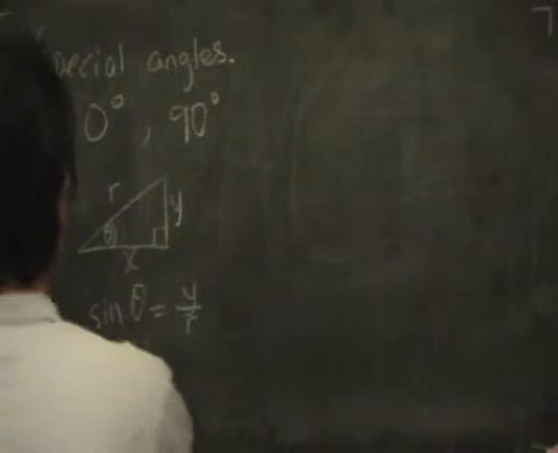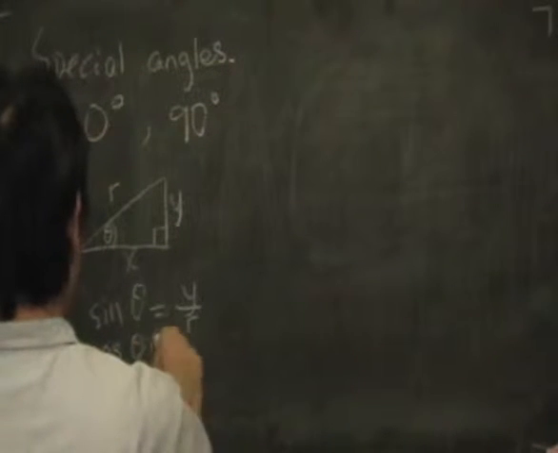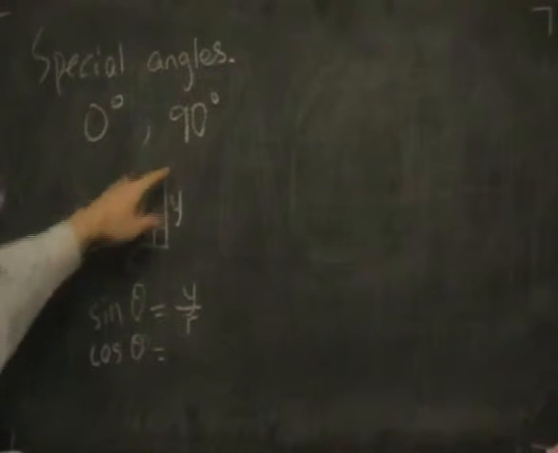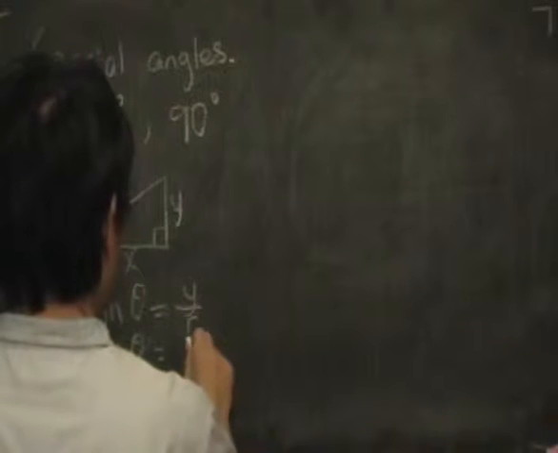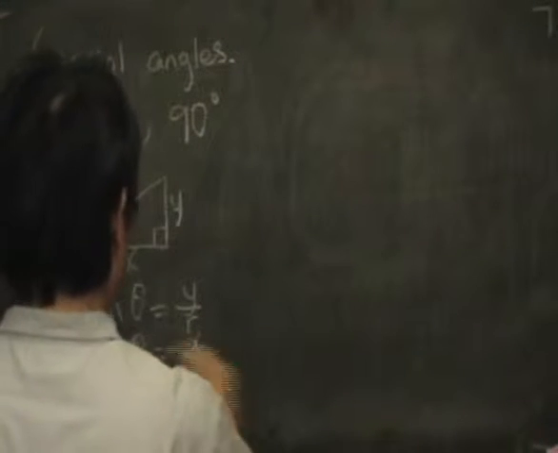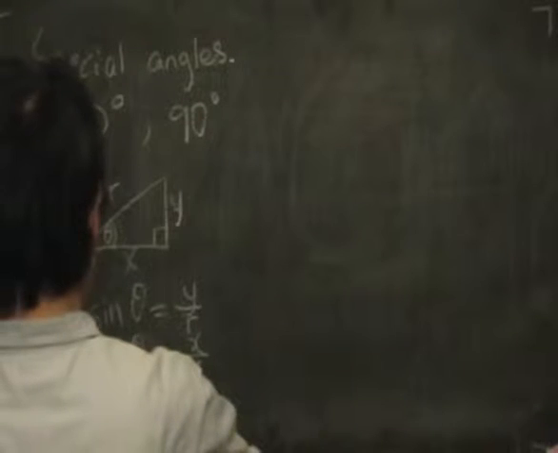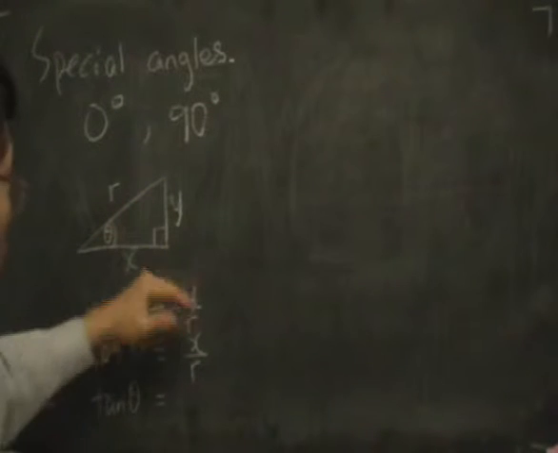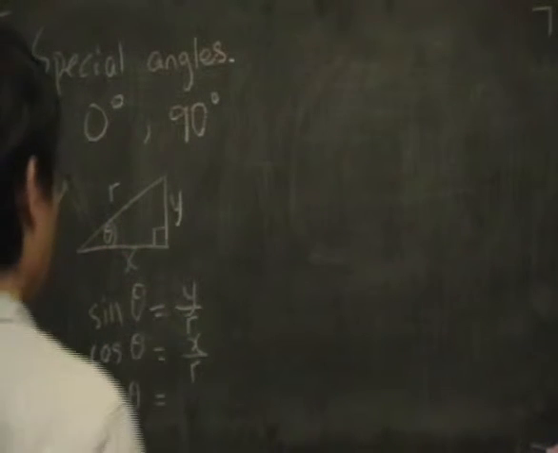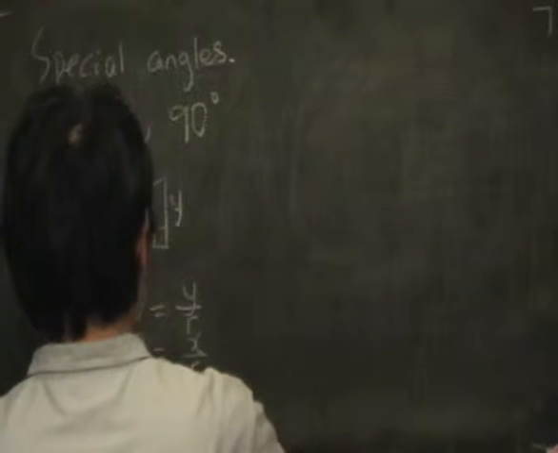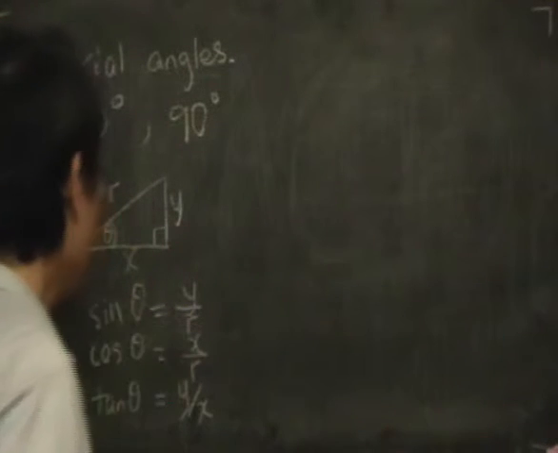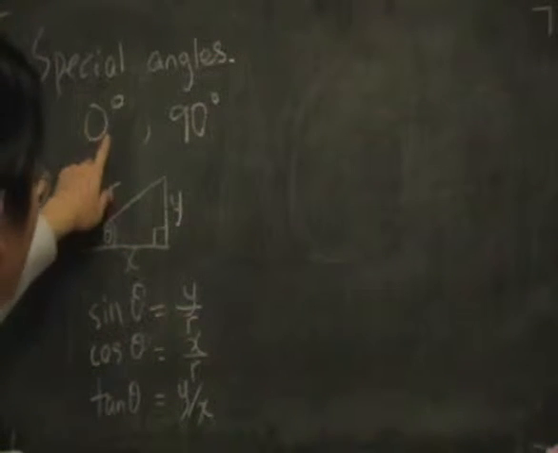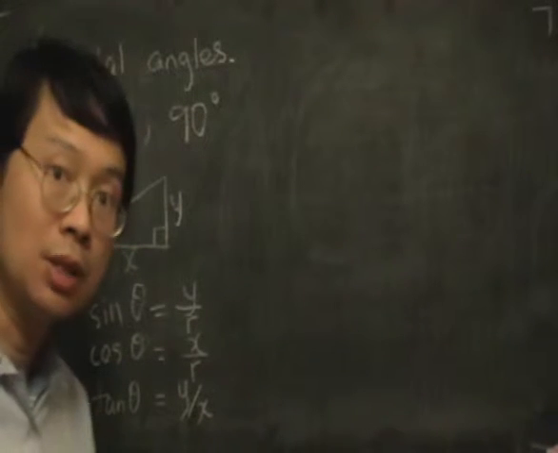The cosine of theta is the side adjacent to the angle divided by the hypotenuse. So that's x over r, and tangent of theta is the side opposite divided by the side adjacent. Y over x. Alright, now let's take a look at what happens when the angle theta is 0 degrees.